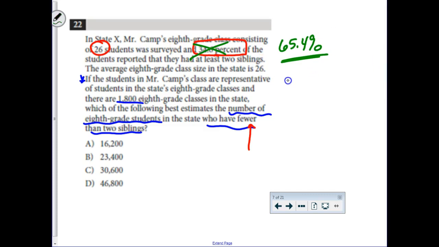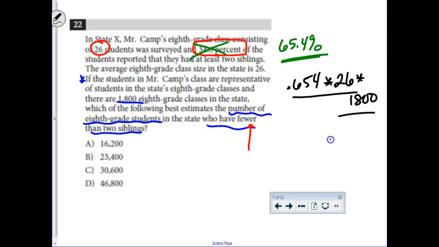All right, so with 0.654, you can multiply it by the 26 kids. That's fine. So you're going to figure out how many kids in each class. But then they want to know all the kids in the whole state. So then you're going to have to multiply it by 1,800 because that's how many classes they have in the state. So multiply all that together for me and tell me one of the answers is close. Please.